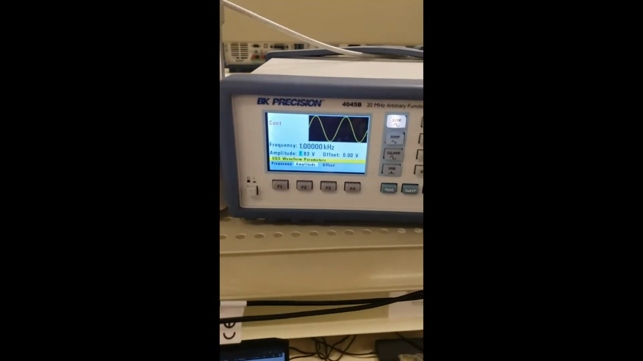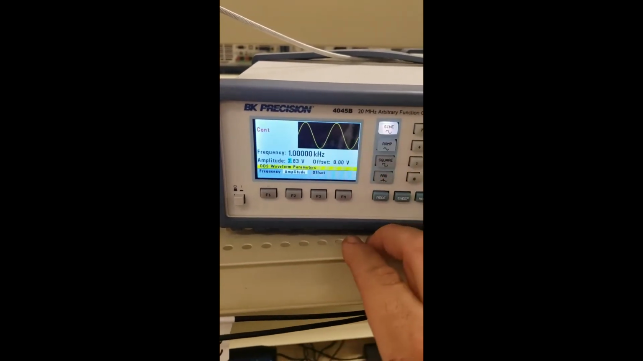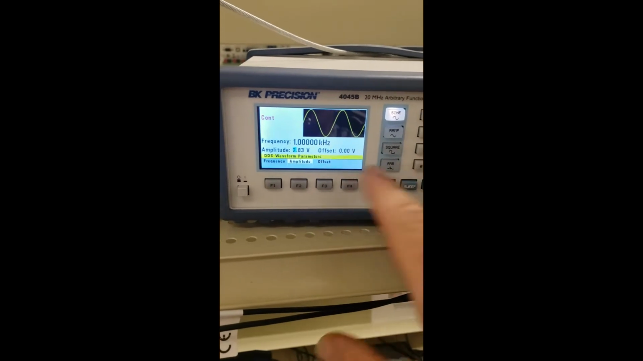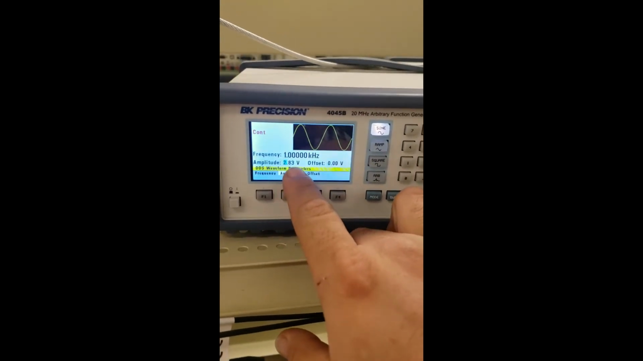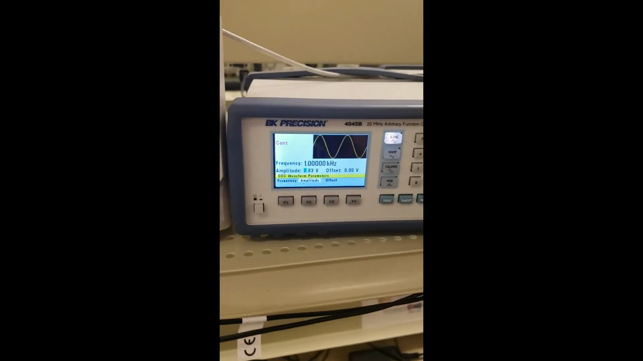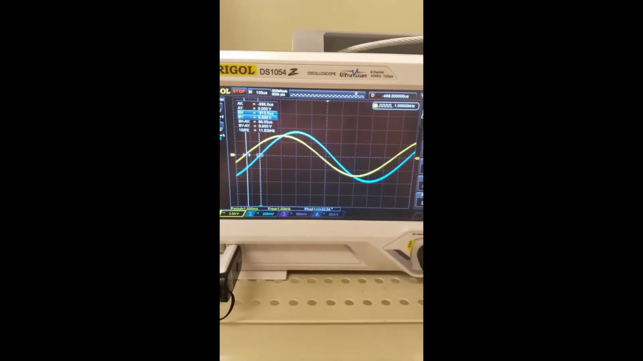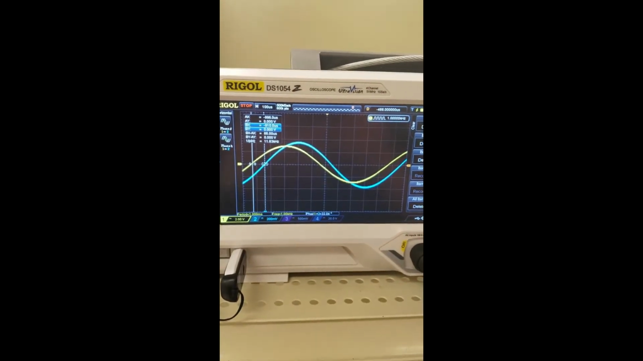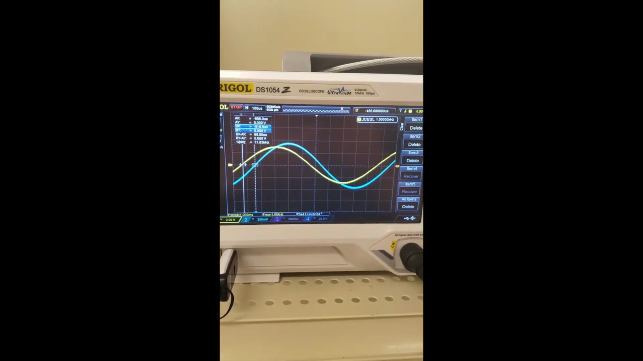On the function generator, what we started with was a sine wave at 1 kilohertz, and we set the amplitude to the 2.83 volts shown here on the screen. This gives us a 2 volt RMS signal to our circuit. Here, shown on the oscilloscope, is the input and output waveforms.